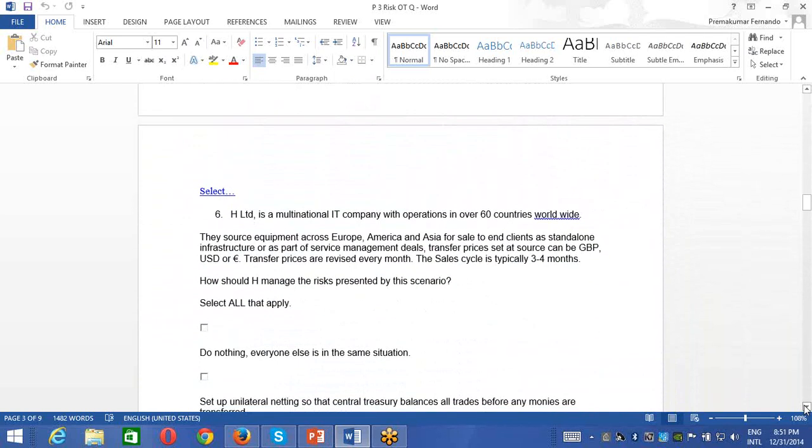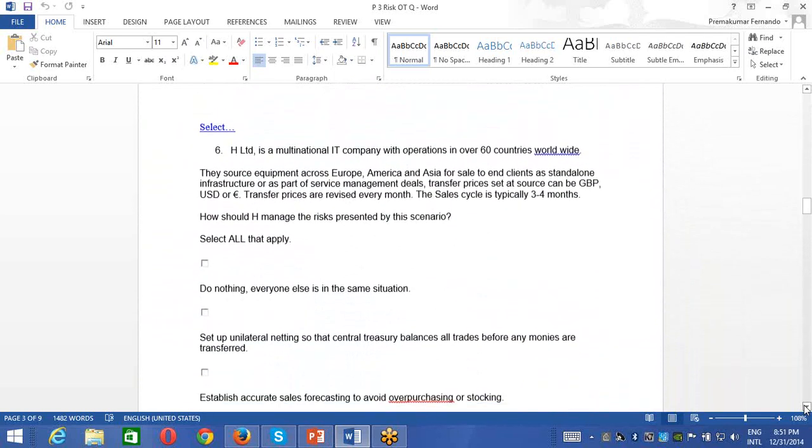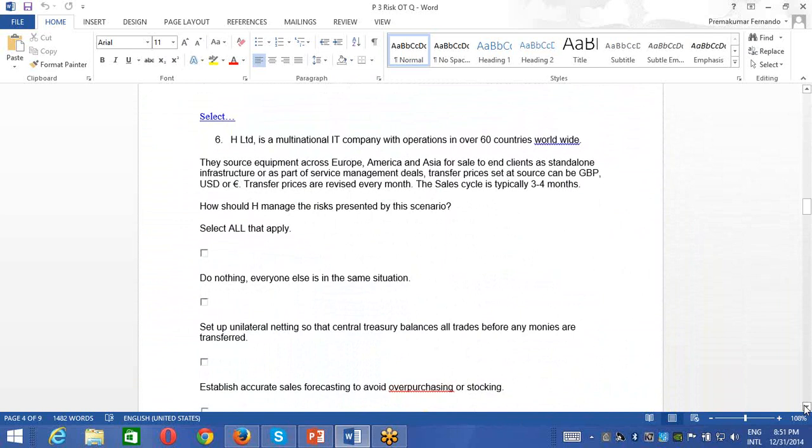Okay. So the next question: we have a multinational IT company with operations in over 60 countries worldwide. So you remember what a multinational company is? A multinational company is a company that owns or controls subsidiaries or foreign operations. They either own or control or both.